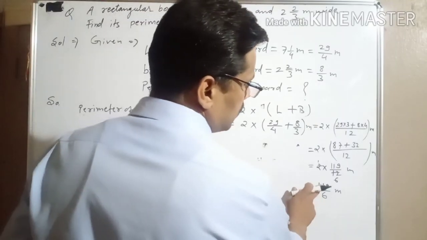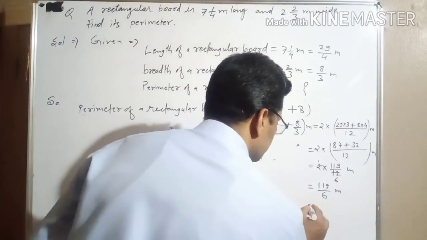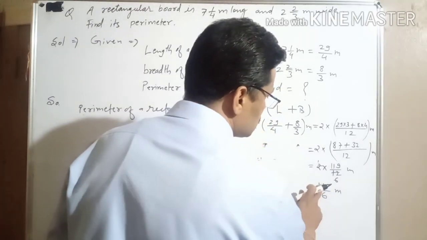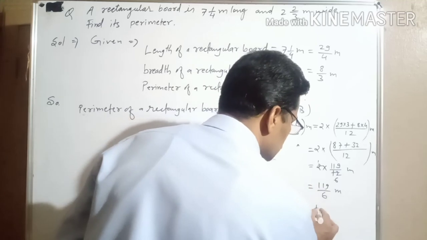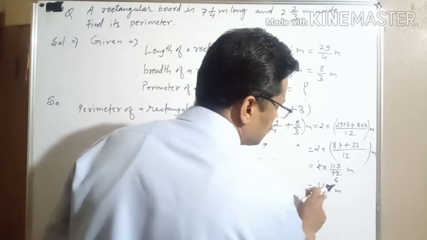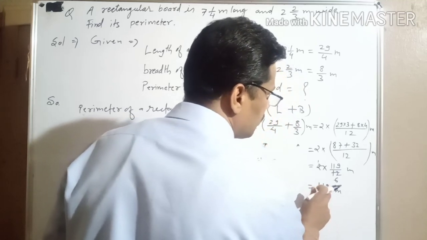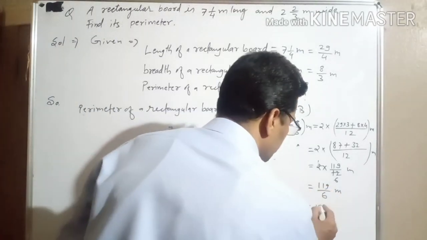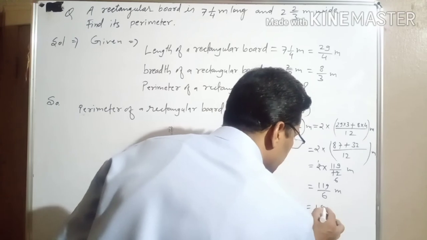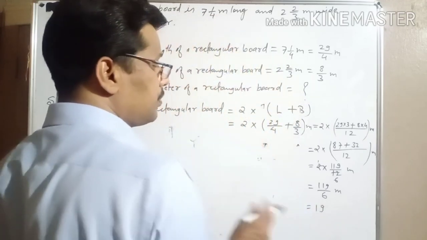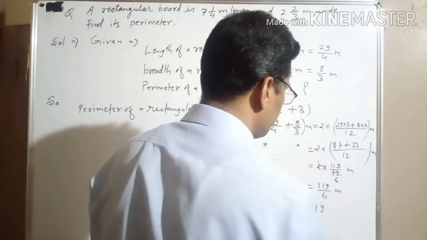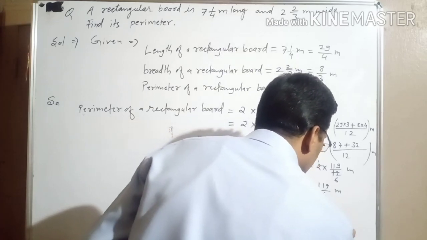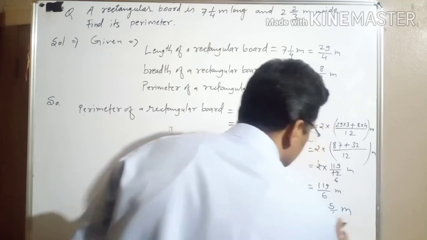Also you can convert it into a mixed fraction. If we convert into a mixed fraction, what do we get here? 6 ones are 6. What will be left here? Tell me. What will be left here? 5, 59. And 6 nines are 54. When you subtract 54 from 59, what do you get here? Tell me what you get here? 5 upon 6 meter. This is your answer.